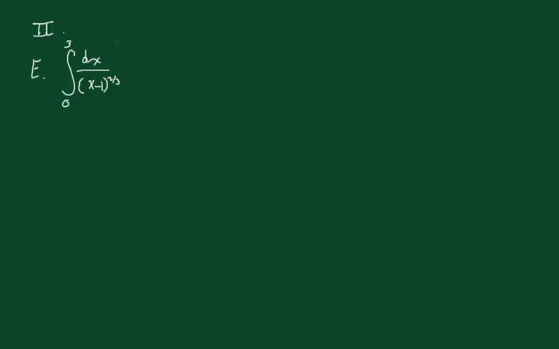So what we're going to do first is rewrite this integral, placing one of the bounds at that point of discontinuity. So we'll go from 0 to 1 of dx over (x minus 1) to the 2/3, plus the integral from 1 to 3 of dx over (x minus 1) to the 2/3. For each one of these, we have to write a separate limit definition statement.